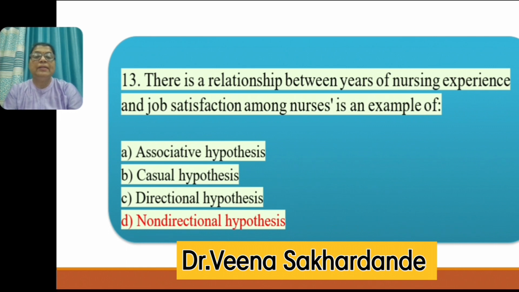Next: there is a relationship between years of nursing experience and job satisfaction among the nurses is an example of. Again, the answer is non-directional hypothesis. So there is a relationship between nursing experience and job satisfaction. This is a non-directional hypothesis. We can say the correct answer is non-directional hypothesis.